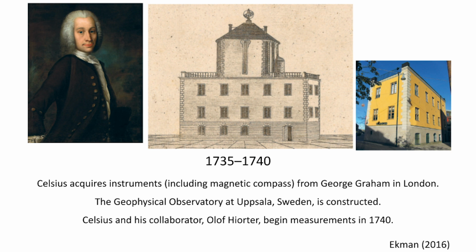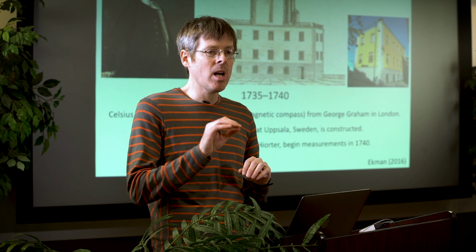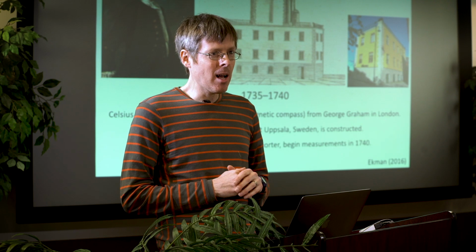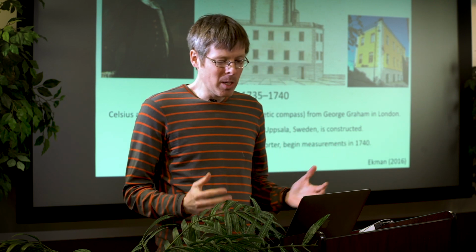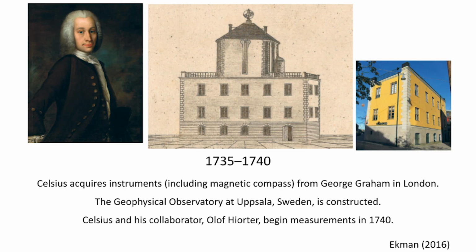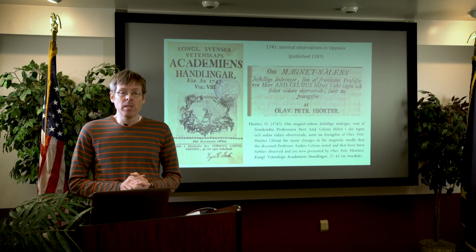And Celsius, between 1735 and 1740, acquires instruments, including the magnetic compass from George Graham in London. Just to take us back, this isn't click on Amazon, order, and something arrives the next day. We're talking about long trips across the continent, in the ocean, meeting with people. So life is short, but he managed to acquire these instruments, had a geophysical observatory at Uppsala, Sweden constructed, and in 1740 began making these measurements. The observatory is still there in Uppsala. The seminal observations were made in 1741 in Uppsala.